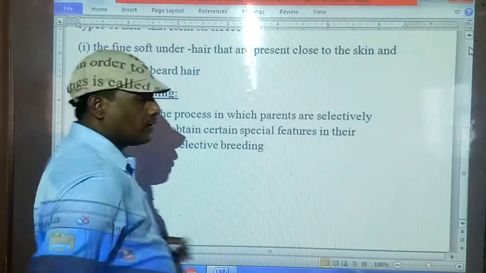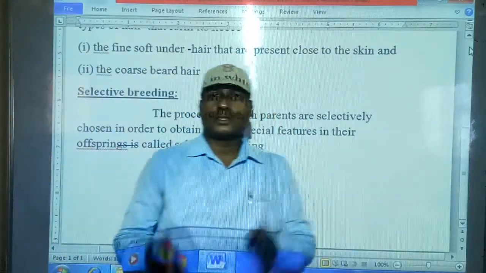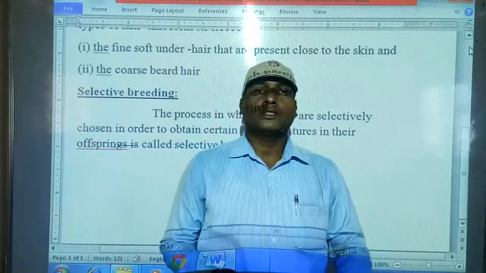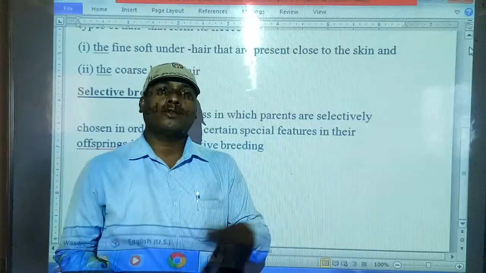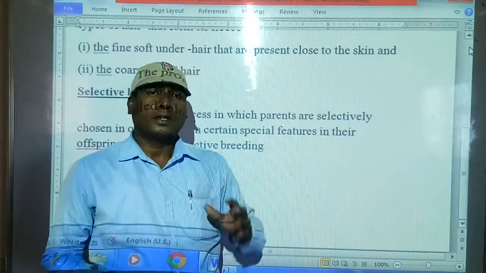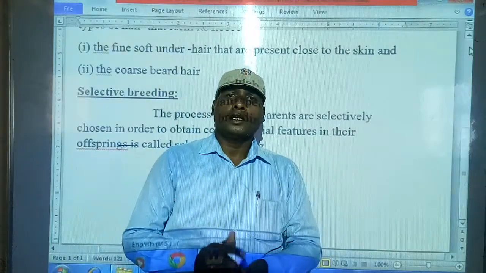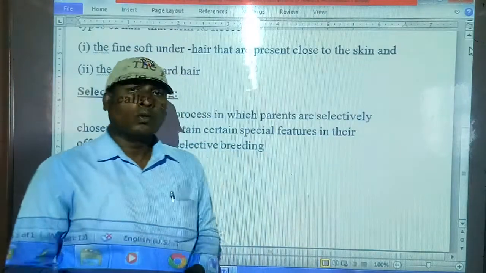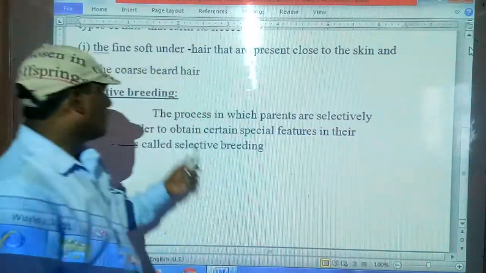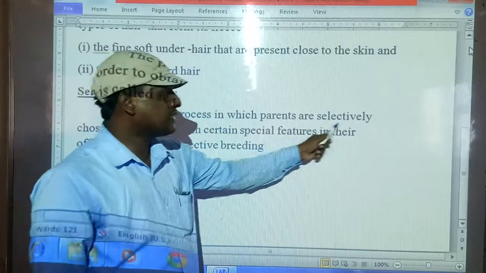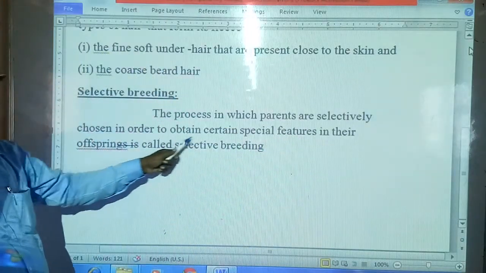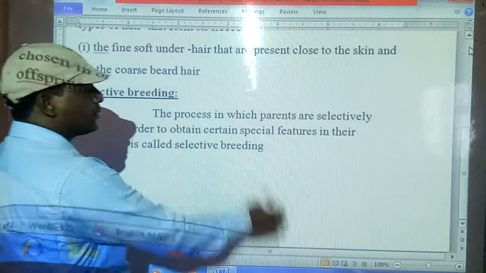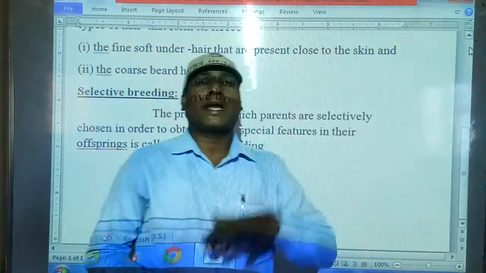Students, the parents will think about what time it is, how to collect the wool, and how to cut the skin or the hair. It depends on the time, and at that time they will remove the hair and make the wool. Now, the process in which parents are selectively chosen in order to obtain certain special features in their offspring is called selective breeding. That means they will be selective on time.